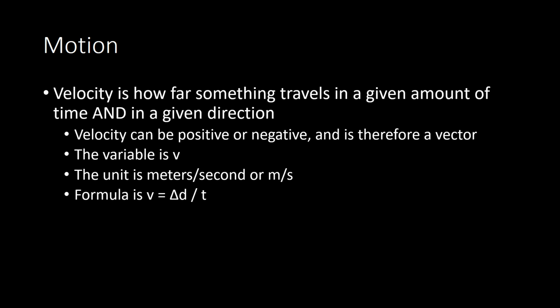Again, notice we got rid of the absolute value here because it is possible to have a negative change in position and a negative velocity. Now, one of the things that we're going to do when we solve these problems is have this triangle helper here.